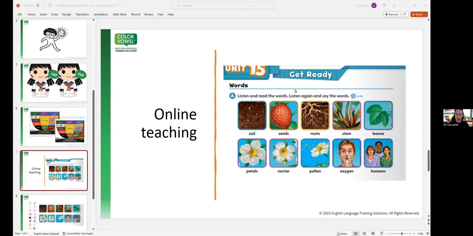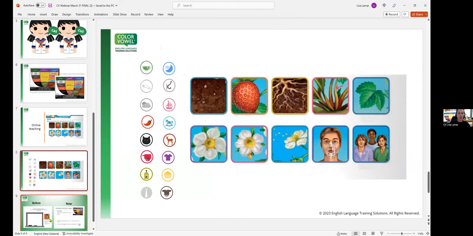And I don't know about you as teachers, but this kind of thing bores me. It drives me crazy. It's ghastly. But once I came across Color Vowel, it gave me a chance to change things up a bit. And so I got my students to shut their books. I took a photo of the bare book and I changed it up.